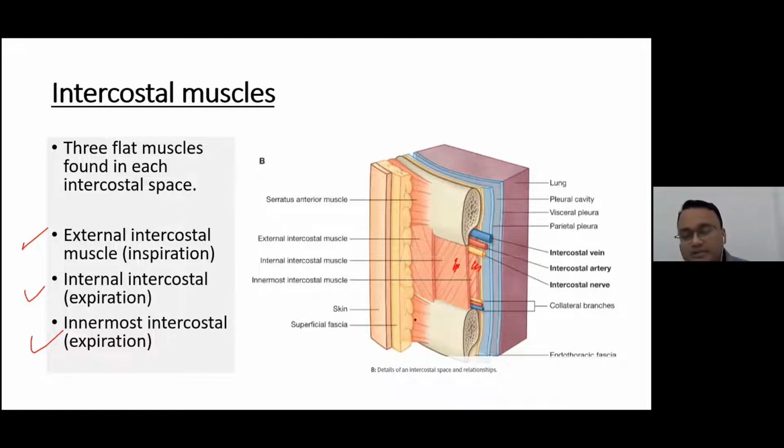They will say, if you put a needle in the chest for thoracocentesis, for example, what structures will you pass through? So you have to list down what structures you will have to pass through in order to get into the pleural cavity. So if we go together, you pass through the skin and the superficial fascia. Then you have the external intercostal. Then you'll pass through the internal intercostal. Then the innermost intercostal muscle, right? And only then you'll pass through the parietal pleura, which we'll talk about a bit later.